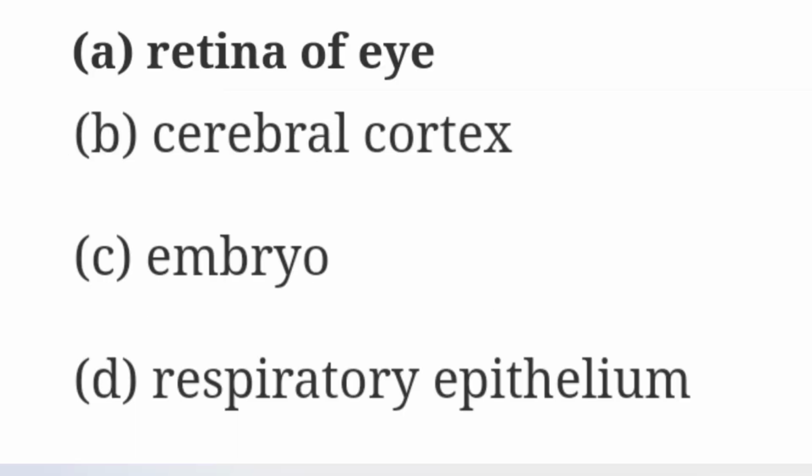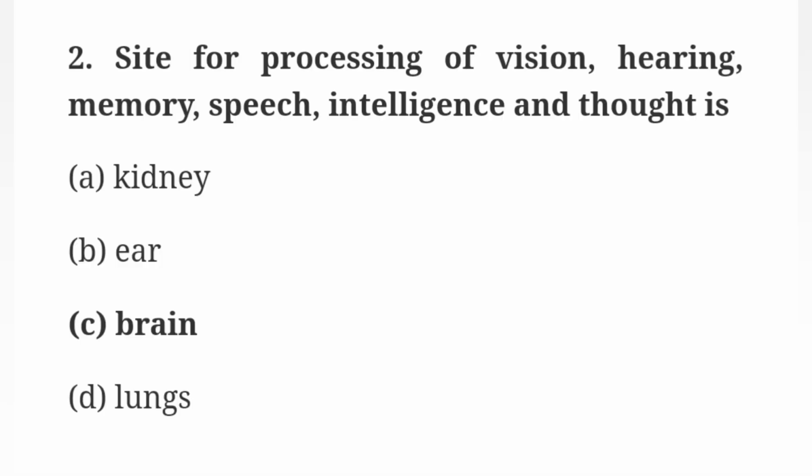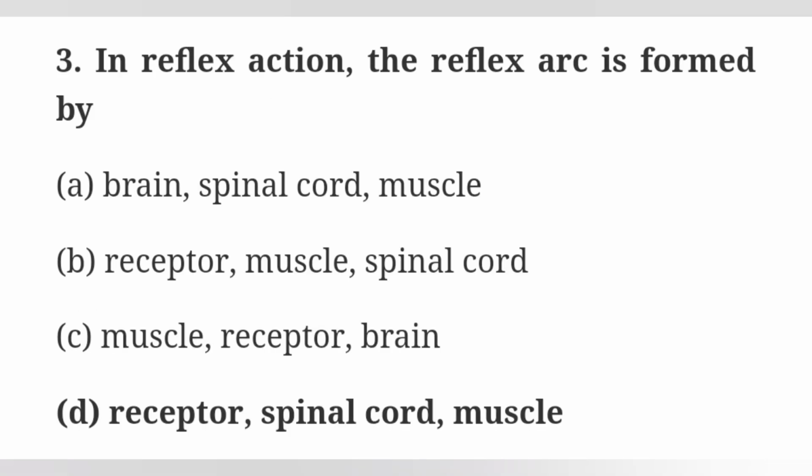Option A answer, retina of eye. Second one, site for processing of vision, hearing, memory, speech, intelligence and thoughts is answer option C, brain. Third one, in reflex action, the reflex arc is formed by answer option D, receptor, spinal cord, muscle.